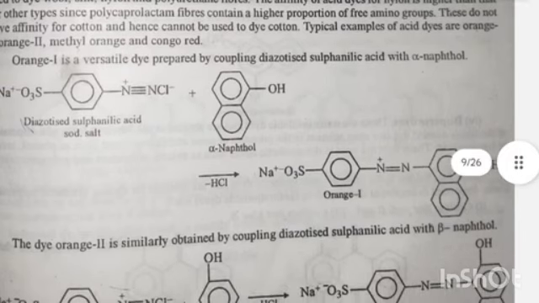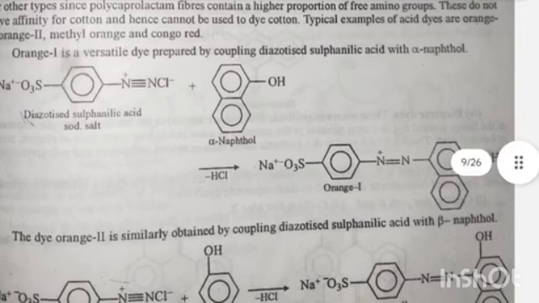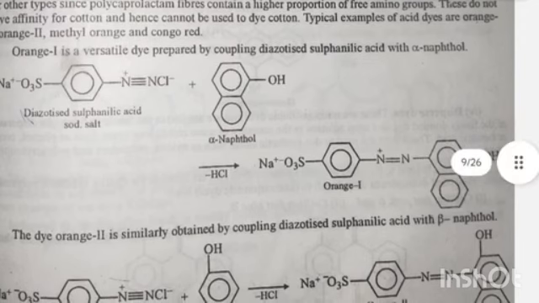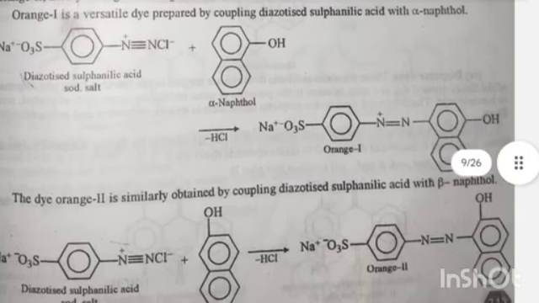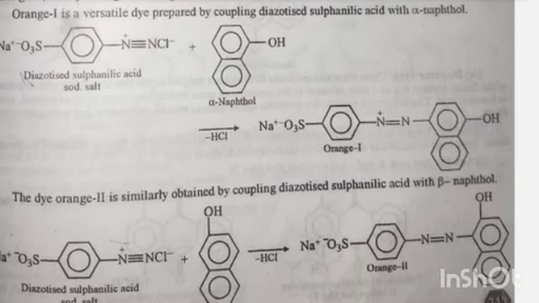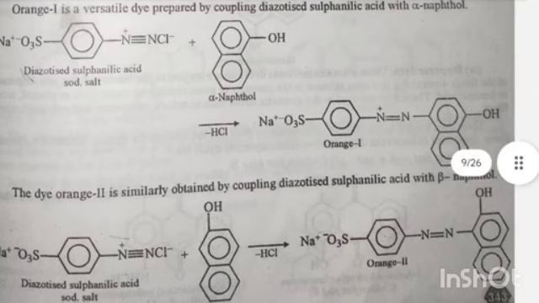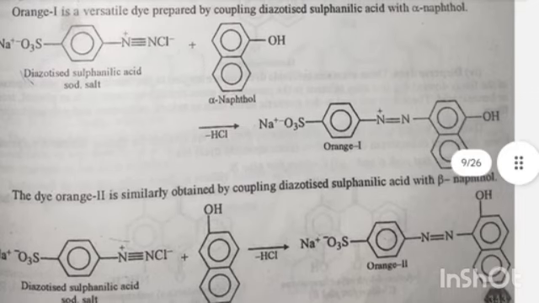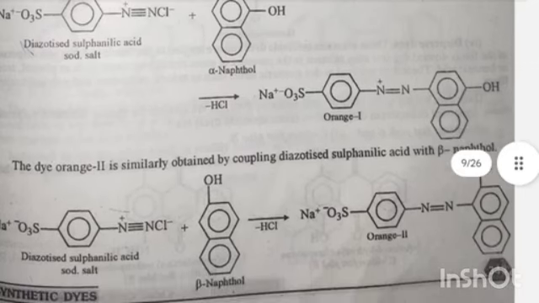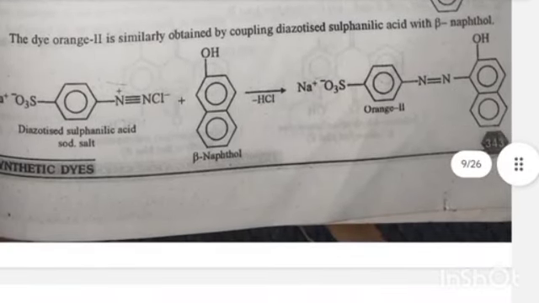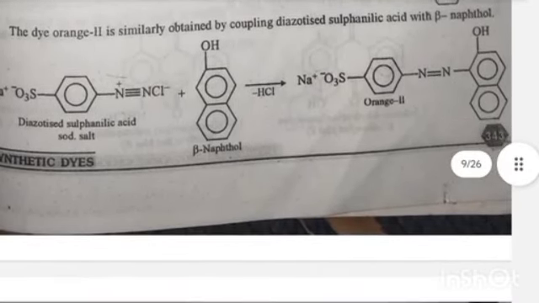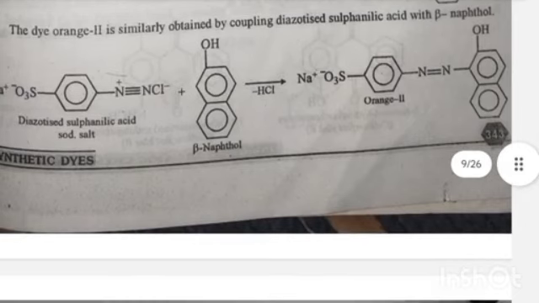These do not have affinity for cotton and hence cannot be used to dye cotton. Typical examples of acid dyes are orange 1, orange 2, methyl orange, and Congo red. Orange 1 is a versatile dye prepared by coupling diazotized sulfanilic acid with alpha naphthol. The dye orange 2 is similar, obtained by coupling diazotized sulfanilic acid with beta naphthol.